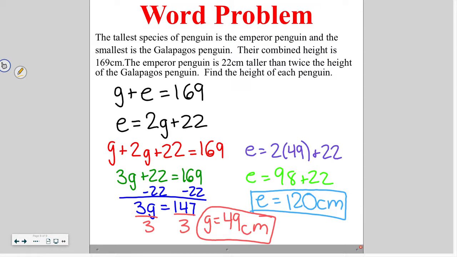So our first equation, we know that our two penguins have a combined height of 169. And then the second one tells us that the emperor penguin is twice the Galapagos' height plus 22. So I can set up that second equation. This is a good one for substitution. So we substitute that into our equation and end up with an answer of G is equal to 49 centimeters and E is equal to 120.